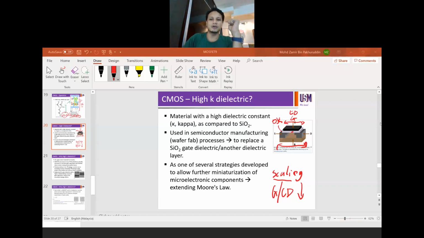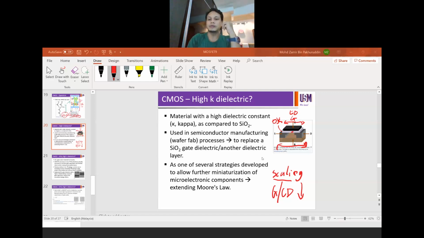Okay, so the moment you scale the whole thing down, the gate ox has to be scaled down as well. The same goes for the source, drain and body as well. So when we scale down, this CMOS device will have new issues that we've never seen before due to the scaling problem, right? To be able to address this problem, one issue that we have to address is that we have to use a high K dielectric.